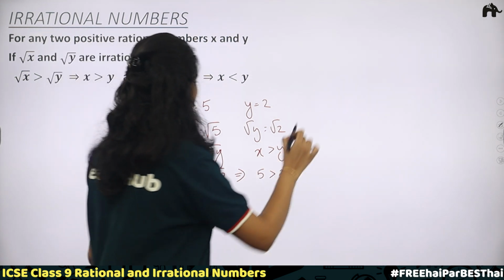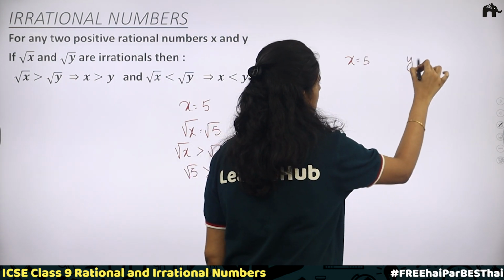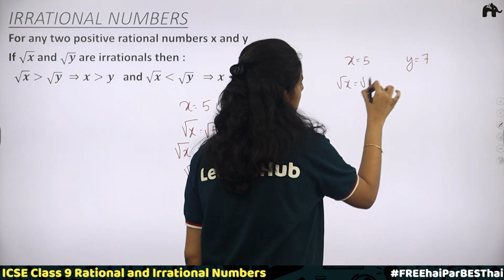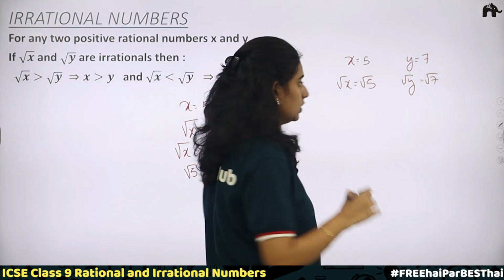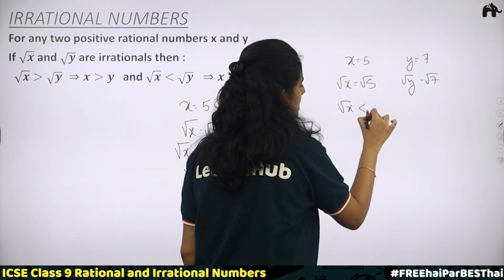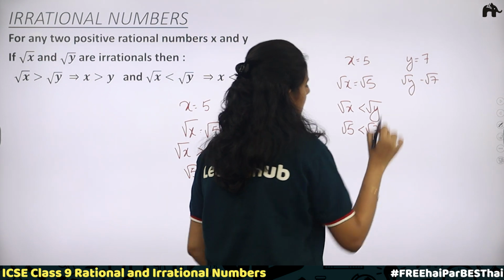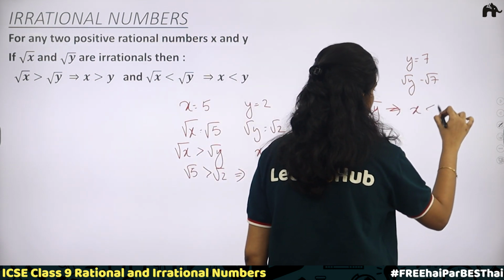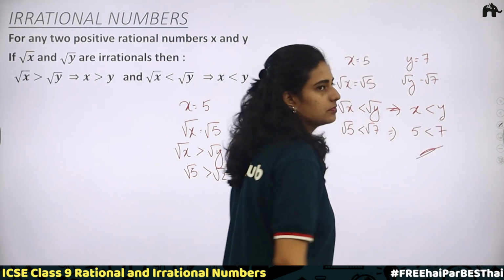Okay, if you take other numbers, x equal to 5 and y equal to 7, root x will be root 5 and root y will be root 7. So here, root x is less than root y. Root 5, we know, is less than root 7. If root x is less than root y, it implies x is less than y. That is, 5 is less than 7.